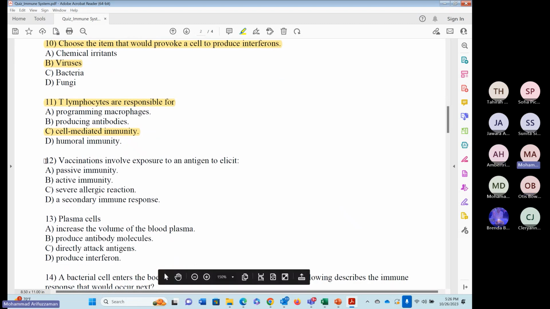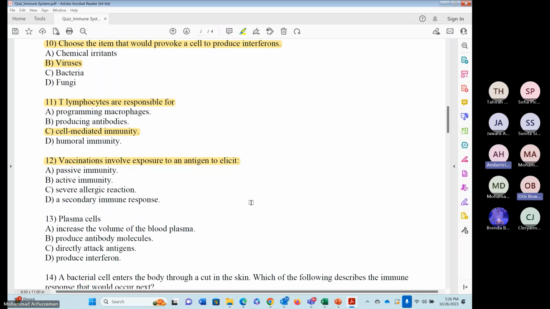Vaccination involves exposure to an antigen to elicit what? Passive immunity? No, active. Active immunity. Because with vaccination, for example the COVID vaccine, what happened? The vaccination stimulates the adaptive immune response, that is active immunity. So vaccination involves active immunity.